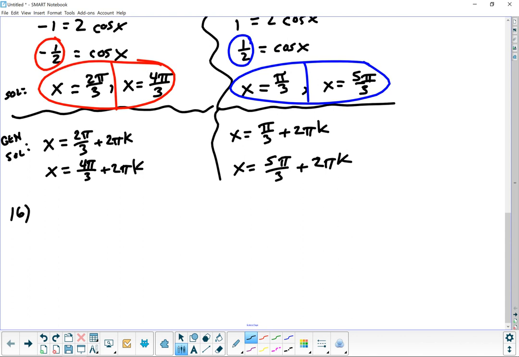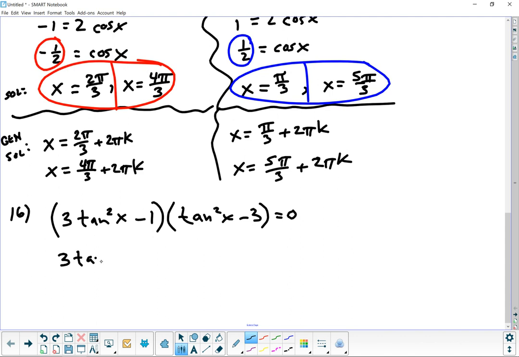16. So this is 3 tangent square x minus 1. Ooh, I like this one. This one's already factored. This one's going to be tangent square x minus 3 equals 0. Okay. Because it's already factored, see the two parentheses? We can just say that each of them is equal to 0. So 3 tangent square x minus 1 equals 0, and tangent square x minus 3 equals 0. All right, we're going to go ahead and solve each one.